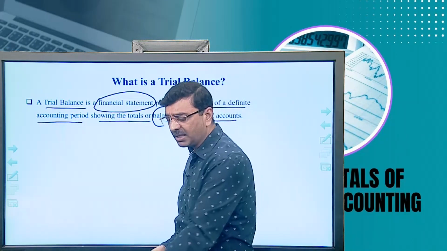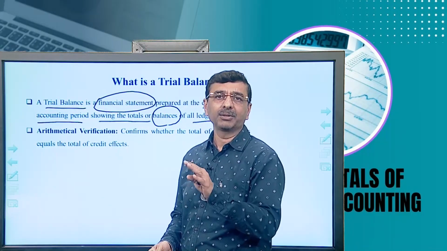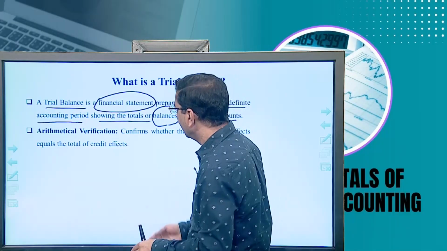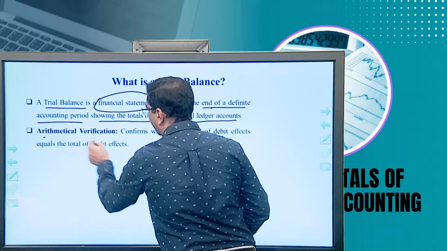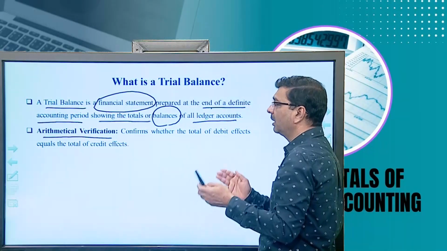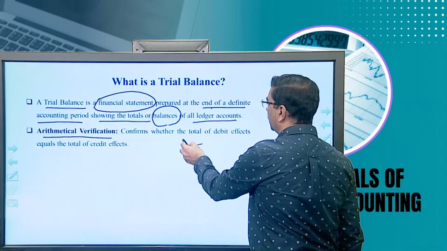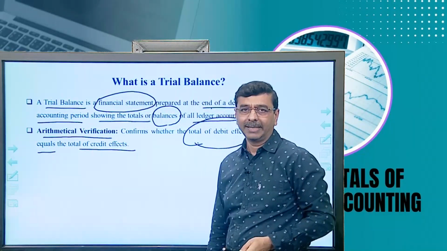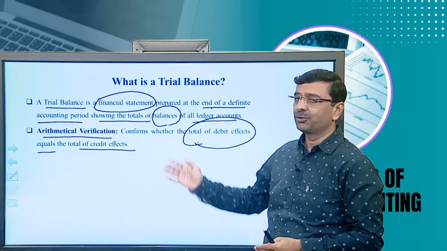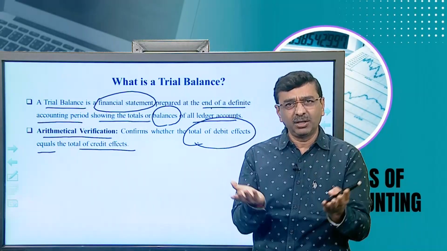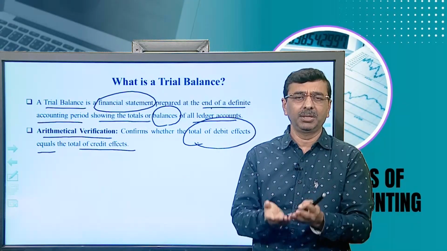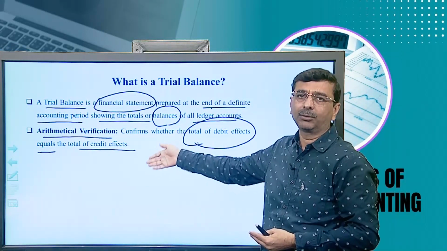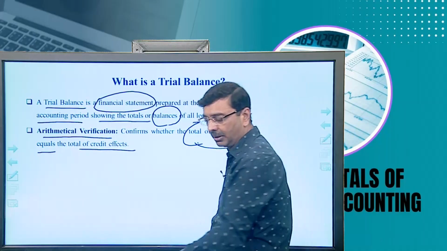the trial balance matches because the accounting entries were affected in the books of accounts in the right manner. Then arithmetic verification: it shows confirmed information that the total of debit effects equals the total of credit effects. So it is just a kind of justification, through the trial balance, that all this information was rightly recorded in the books of accounts, as I mentioned earlier.